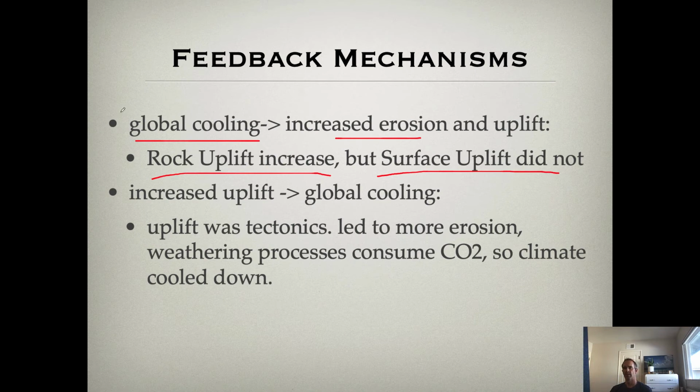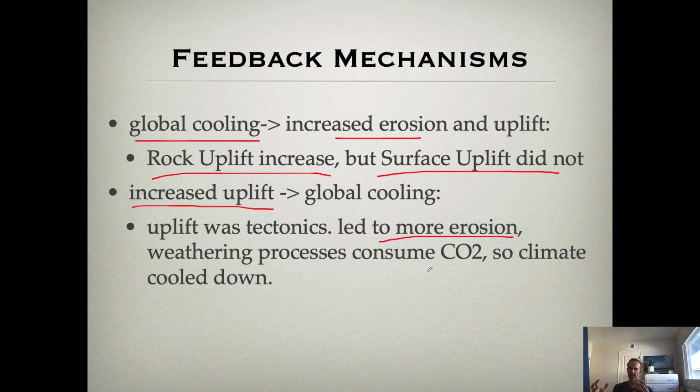So some people have hypothesized that the uplift of all these mountain ranges on the planet is actually due to climatic changes. So the climate impacted the topography. Or the opposite could be true. We know that if you get increased uplift of mountain ranges due to tectonics, that then causes more erosion and weathering processes.